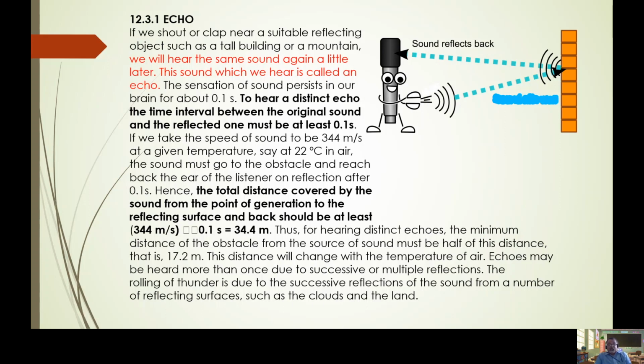Echoes may be heard more than once if multiple reflections occur. The rolling of thunder is due to the successive reflections of the sound from a number of reflecting objects such as clouds and land.